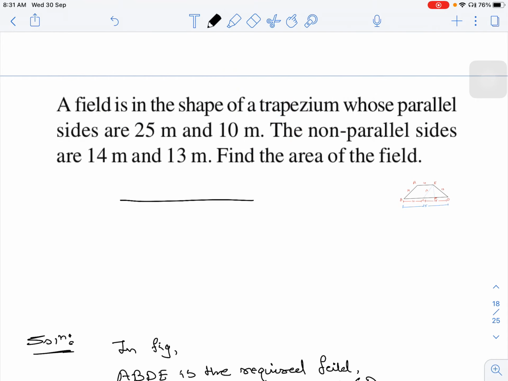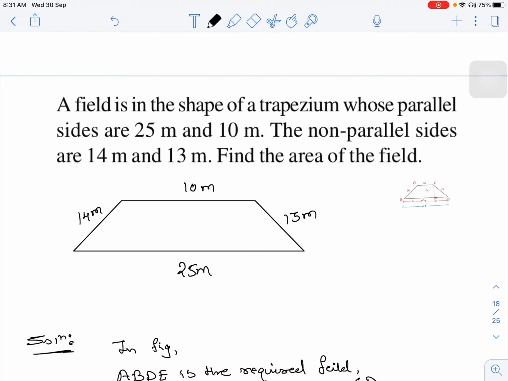Since it is a trapezium, it must be somewhat like this. So this is our required trapezium. Now it is given that the parallel sides of the field are 25-meter and 10-meter, so let us consider that this one is 10-meter and this side is 25-meter. Further, the non-parallel sides are 14-meter and 13-meter, so let us consider this one as 14-meter and this one as 13-meter. Now we have to find the area of the field.